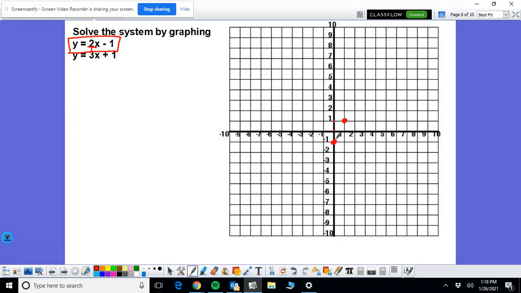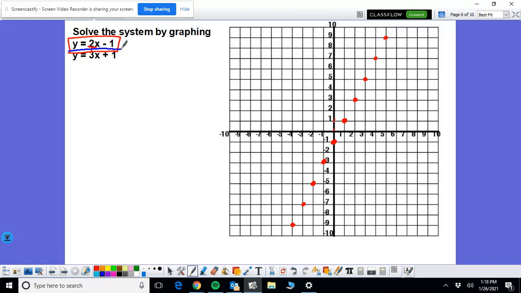I also like to go in the reverse direction. I went up 2, right 1. I like to go down 2 and left 1 as well. And if you notice, it's on the same line. So I'm going to keep making dots here because this has to be very accurate. So I'll say that again. When you're doing systems by graphing, you've got to be extremely precise. You have to use a ruler when you graph. You have to be really precise about it, because the answer is where they meet. So we need to have a good picture of it.